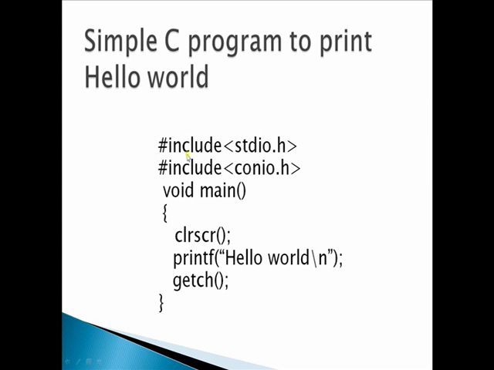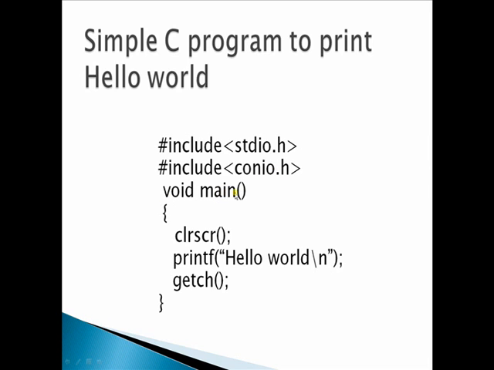Now we will go to a simple C program to print hello world. Here we define the header file section. We have written #include stdio.h. Stdio is nothing but standard input output dot h header file. #include conio.h. Conio is nothing but console input output dot h.